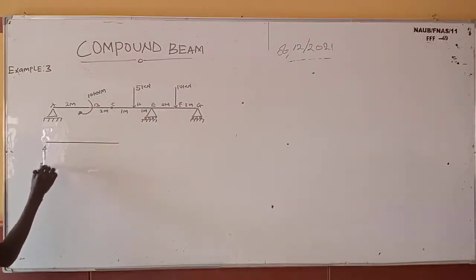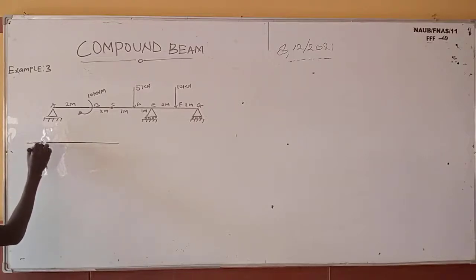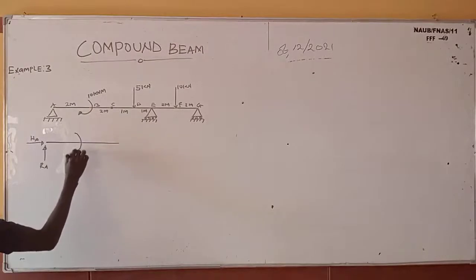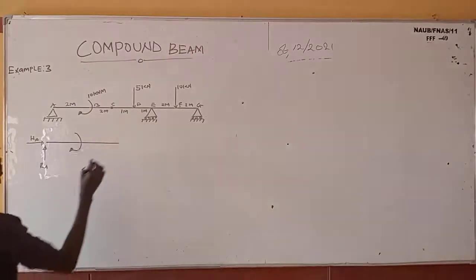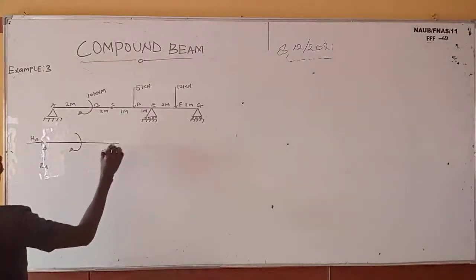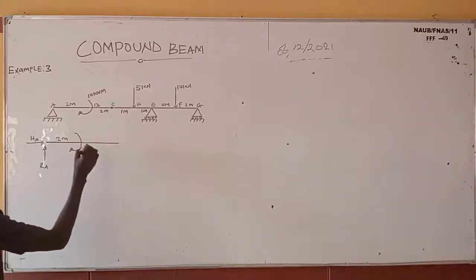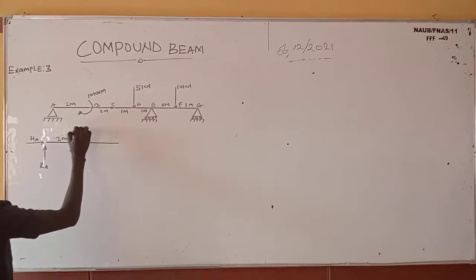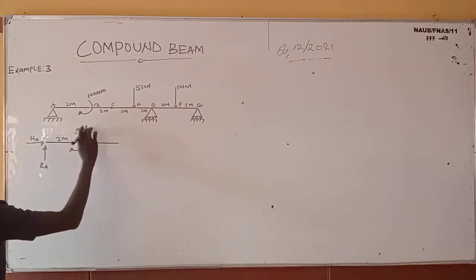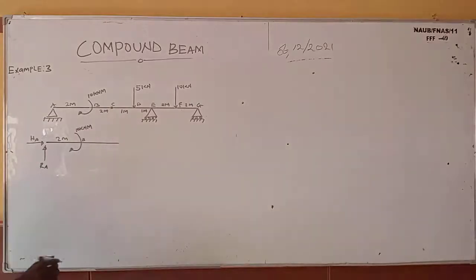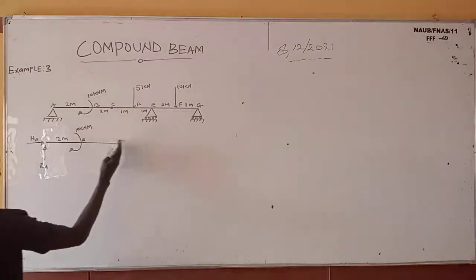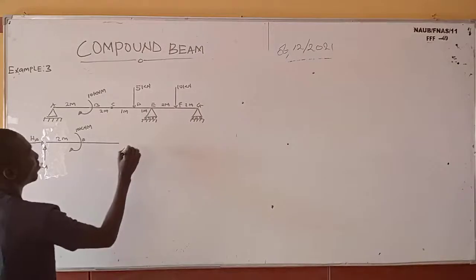I'm going to have arrow A. I'm going to have HA. So here we are going to have our clockwise moment. So here is point C, but let's leave that for now. This is 2 meter. This is point B. This is 10 kilonewton meter. That's the unit for moment. Okay. So this is point C. Let's leave that. So let me draw this part now.